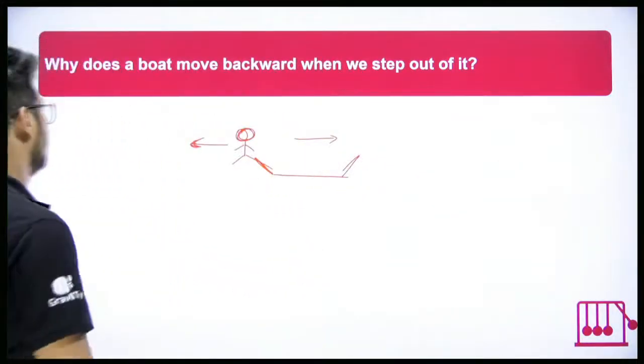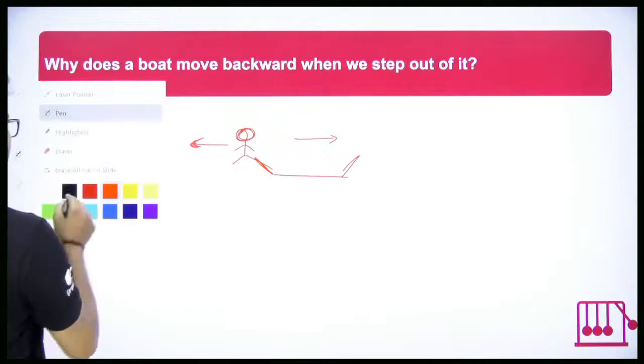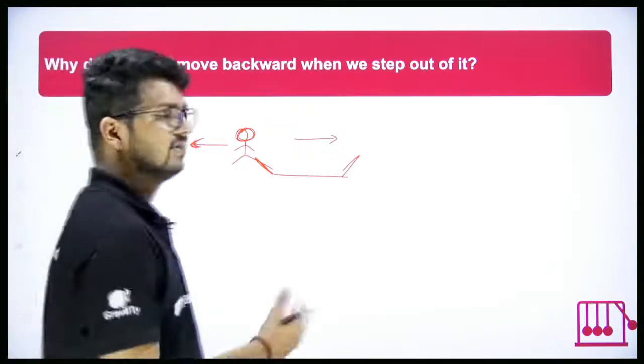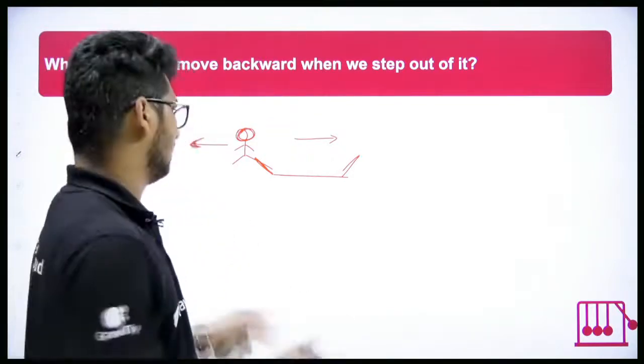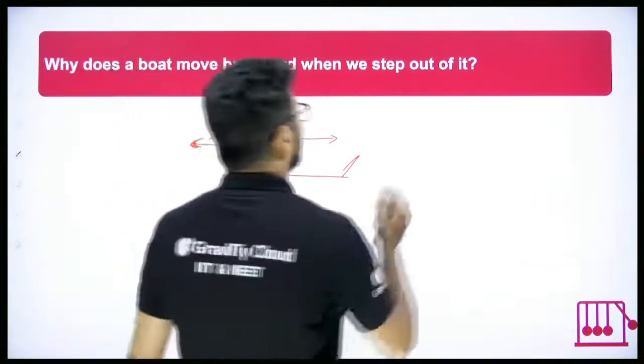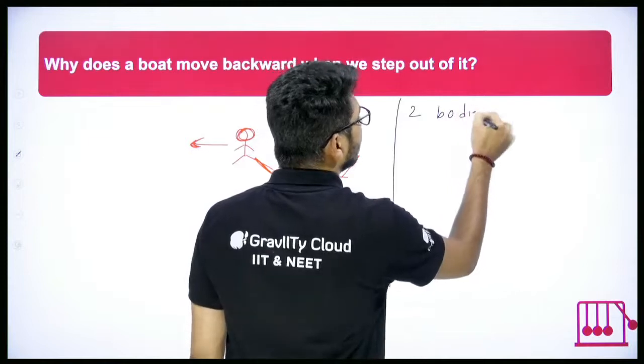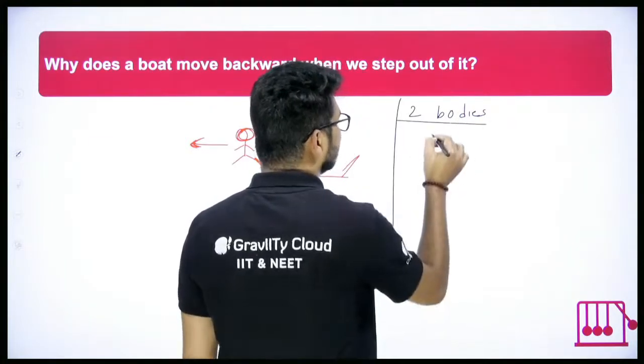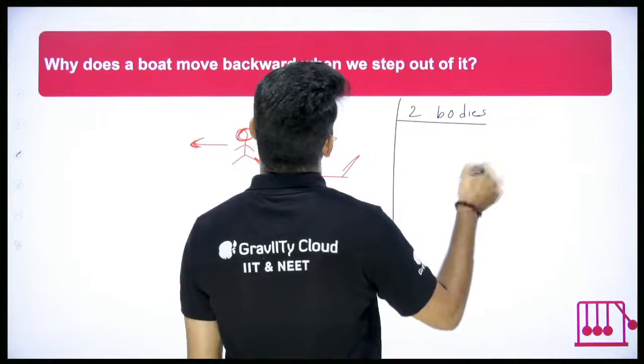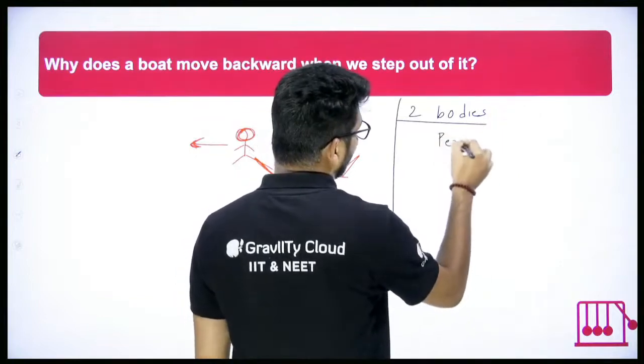Now why? It's very simple. Look at the diagram. The diagram itself will take care. Now everything can be explained using Newton's third law. At least this can be explained. So what are the two bodies here? The first step is identifying the two bodies. You can say the person and the boat.